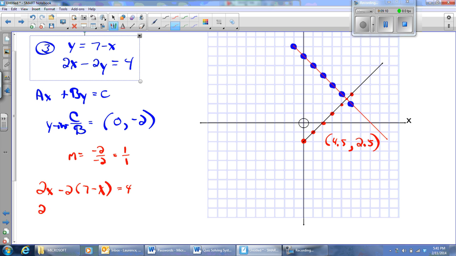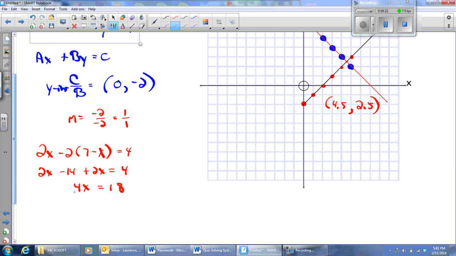So I'll get 2x minus 14 plus 2x, and that's going to equal 4. I'll get 4x equal to 18. And divide by 4 on both sides. That's the same as 9 over 2, where x is 4.5. Hey, I hit that right on the nose. Pretty good estimation. I'm feeling pretty good about it.